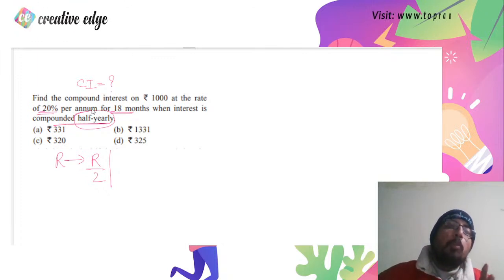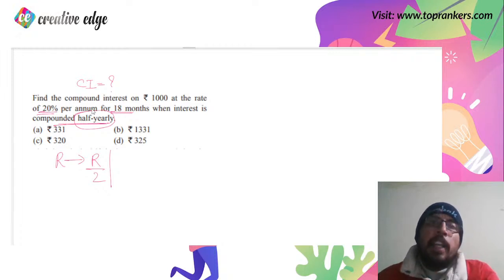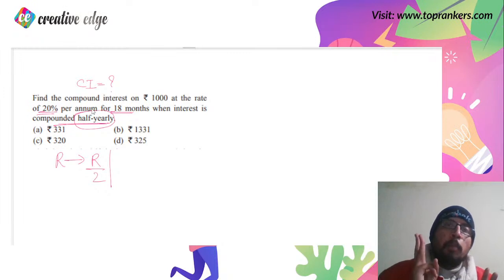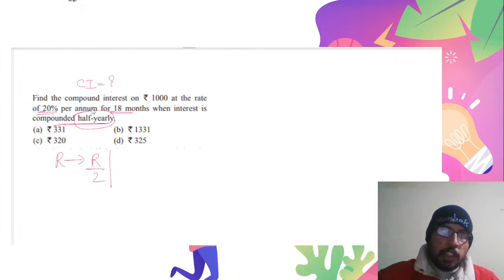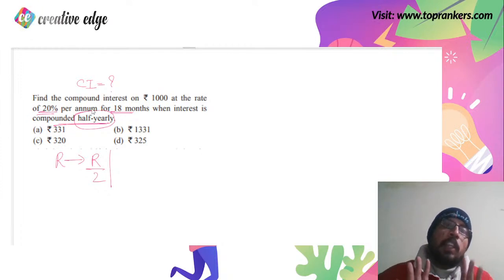So how many times will you be paying interest? 6 months, next 6 months, and then next 6 months. So you have completed 18 months. That means you will be paying your interest thrice. First 6 months, next 6 months, next 6 months. 18 months in total, 3 times in 18 months.